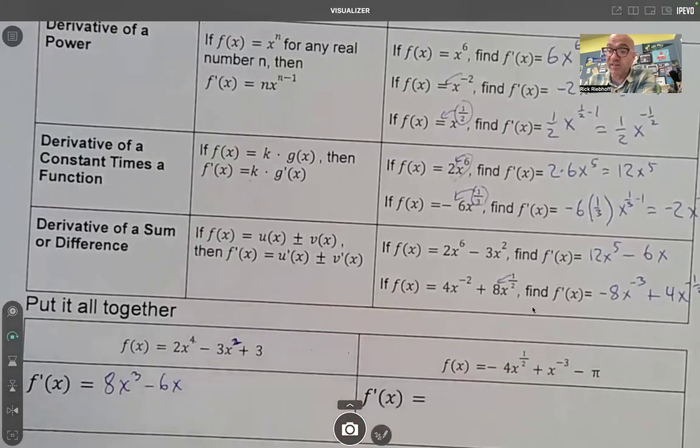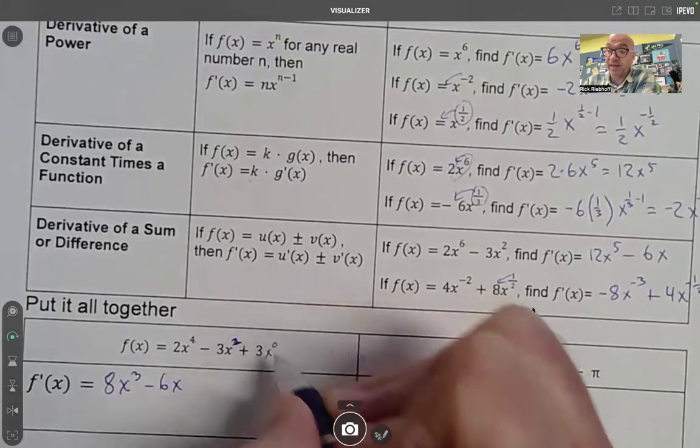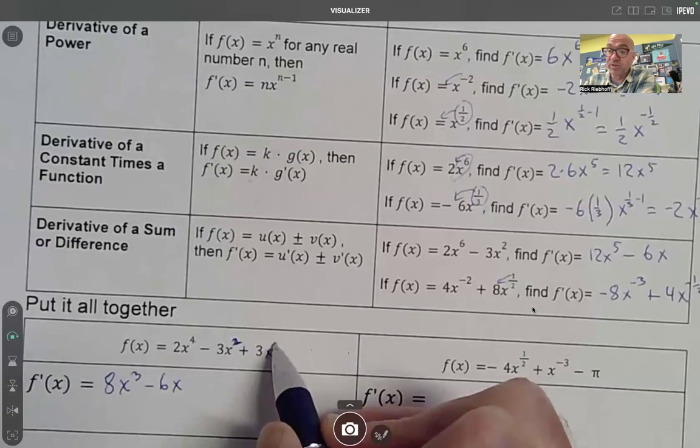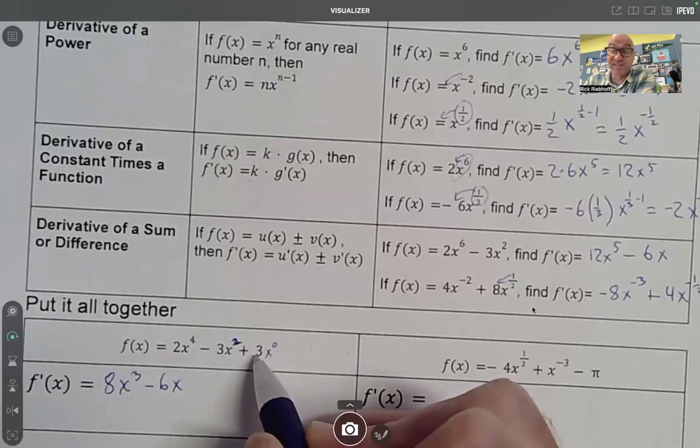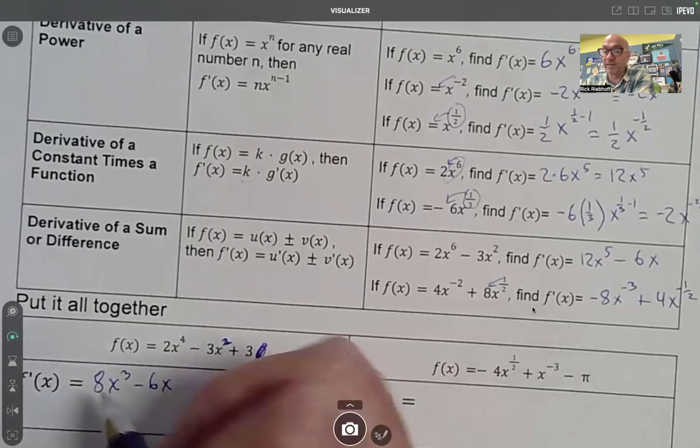And then we have a constant. So that's nothing, right? You could also think of a constant as like x to the 0 in this situation. 0 times 3 is 0. So that just turns into 0. It's another way to think of that. All right, that's it. Donezo.